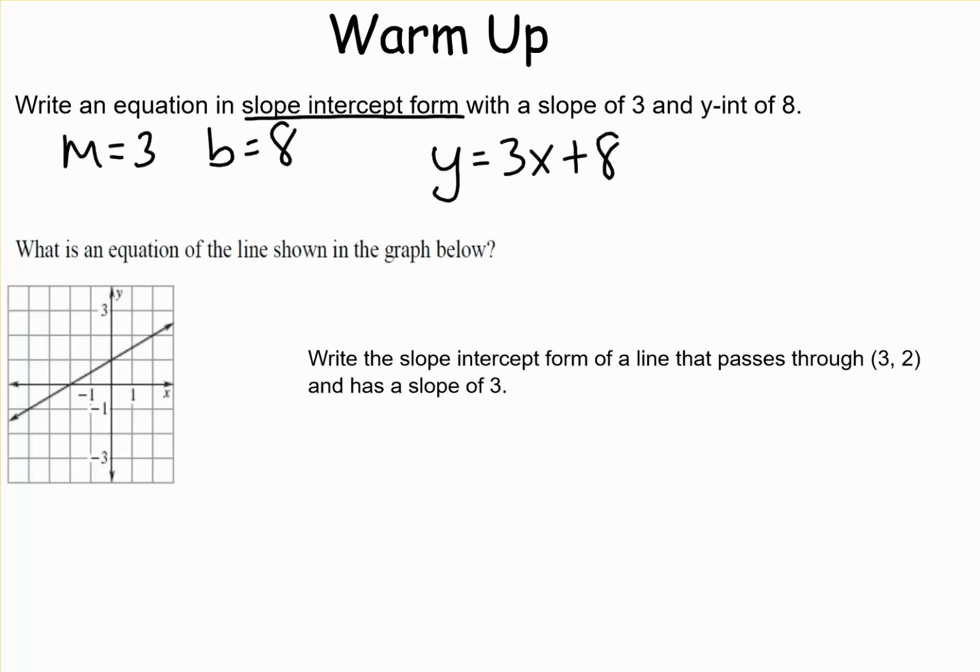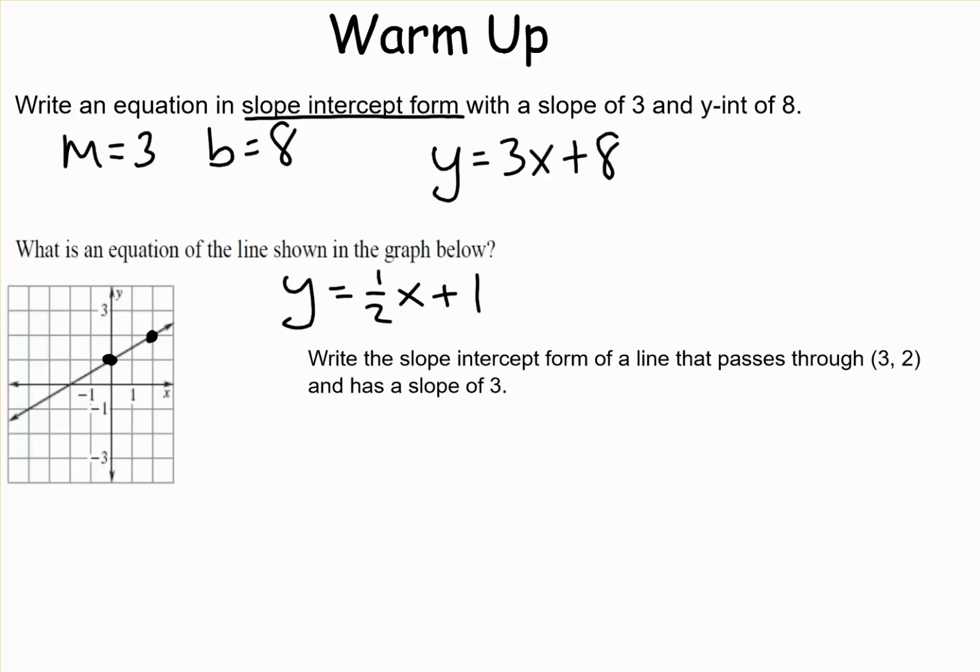What is an equation of the line shown in the graph? Well, we can see we've got a y-intercept of 3, and it looks like we're going up 1 over 2. So that would be y equals 1/2 x plus 1, because our y-intercept is 1.